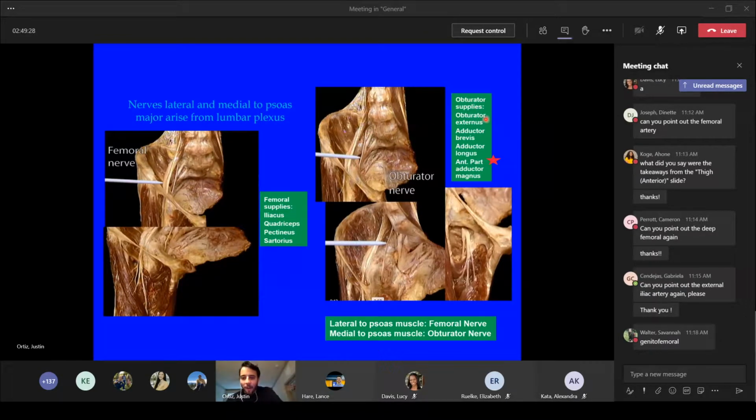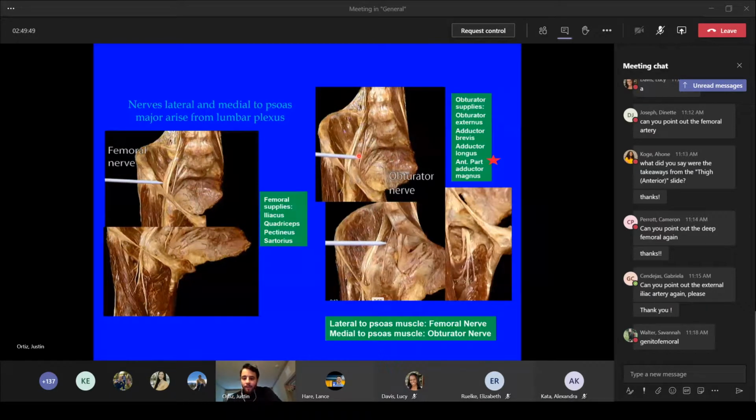And then we have obturator. That's going to supply obturator externus. Great, it has it in its name. Adductor brevis, adductor longus, and the anterior part of the adductor magnus. Right, so it makes sense because obturator is going to get all of the adductors, right? So adductors, bringing the leg and thigh back to the hip. That's going to be your obturator nerve.